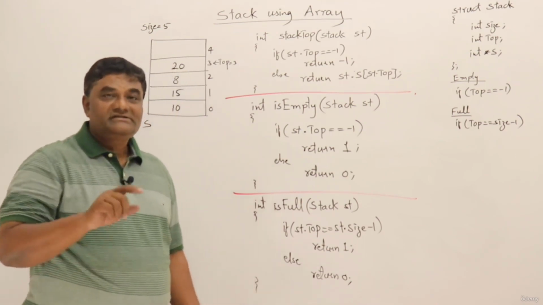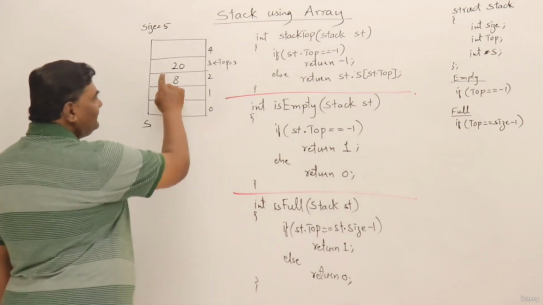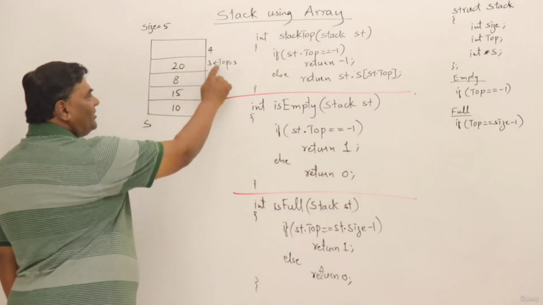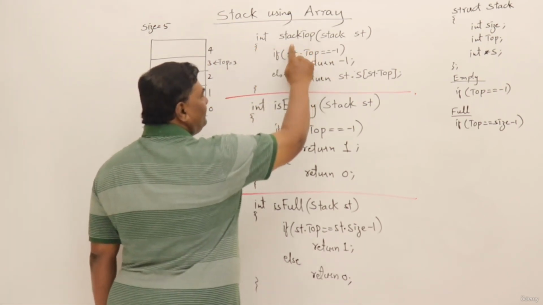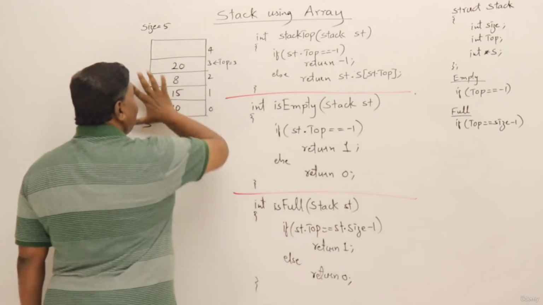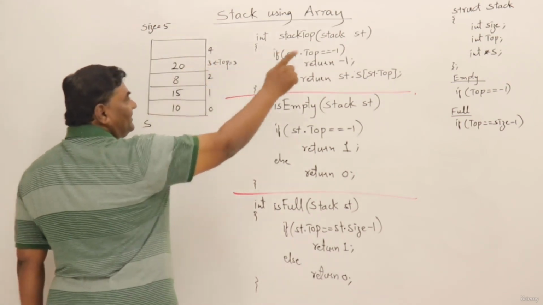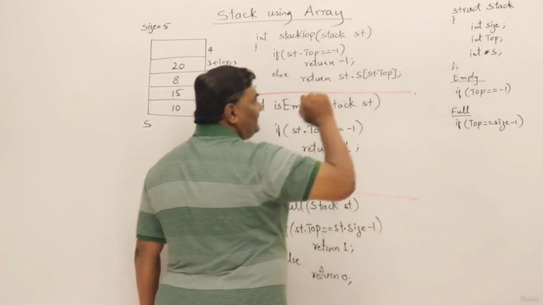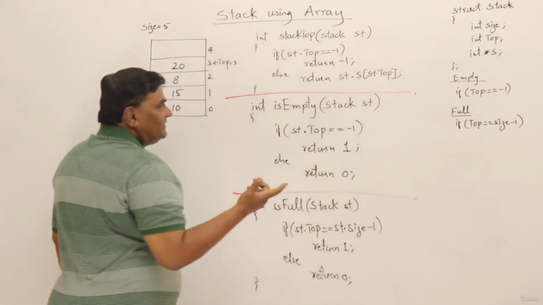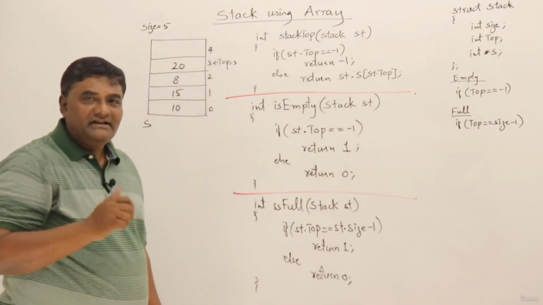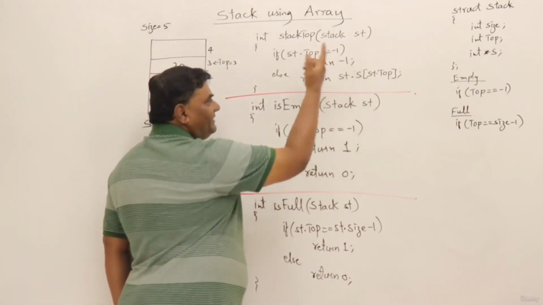First one is stack top. We just want to know what is the topmost value in the stack. For example, here the topmost value is 20. So wherever top is pointing, we want the value from there. So here is a function stackTop. It takes the stack as a parameter, this whole thing, meaning the array, size and top. That's the structure which we have already seen in the beginning. It takes that whole thing and checks if top is equal to -1. If it is -1, then the stack is empty. There are no elements, so this function returns -1.